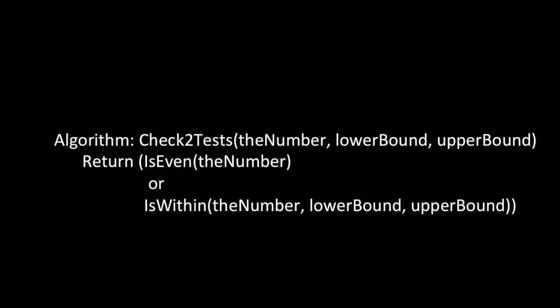Or it will return true if the number is within the range. So, for example, if I say check 2 tests of 18, 45, and 55, which means we're seeing if 18 is even or if it's in the range 45 to 55, that will return true because 18 is even, and even though it's not between 45 and 55, the test is OR. So if either one of the conditions is true, check 2 tests is true.